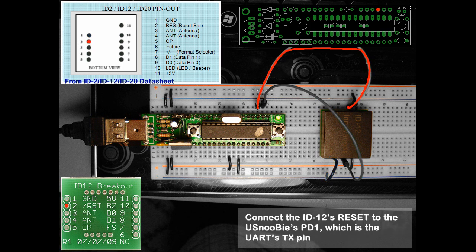Connect the ID12's reset pin to USnooBie's port D1 so the ID12 can be reset. This is sometimes needed for the format selection to take effect. Finally, connect the ID12's data 0 pin to the USnooBie's port D0, which is the serial port input.